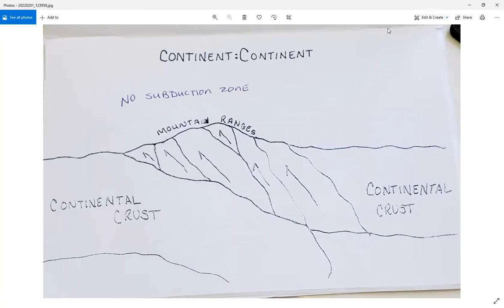And like I said, remember, if you need to pause this while you're drawing, go ahead and pause. Otherwise, I'm going to go ahead and move on with a different share. And I'm going to talk to you about the effects and the examples of continent to continent convergence on the whiteboard. So you should all be able to see the whiteboard right now.